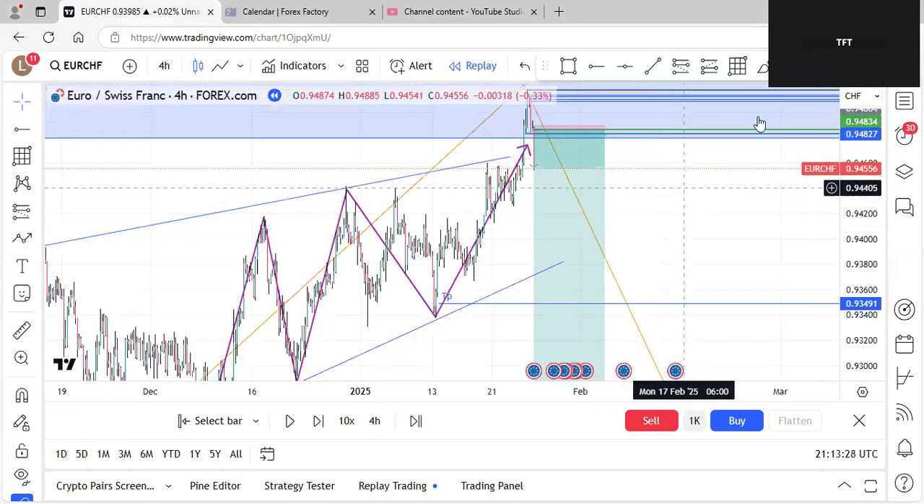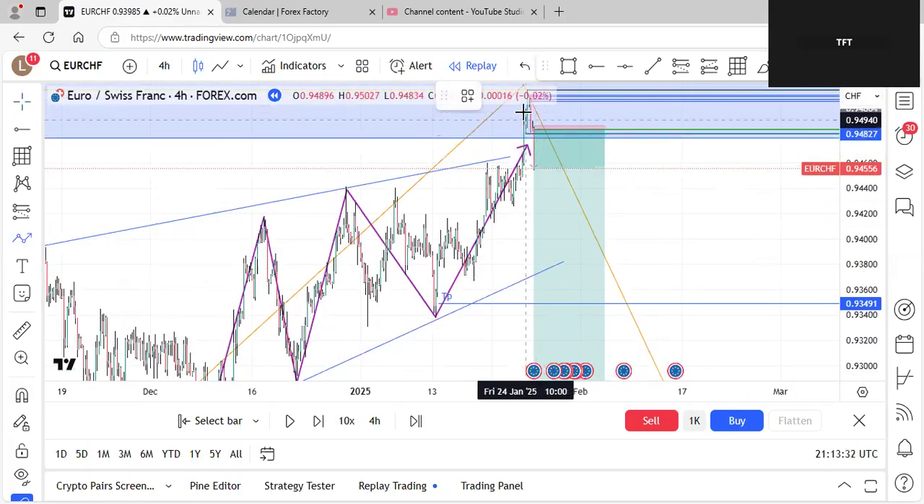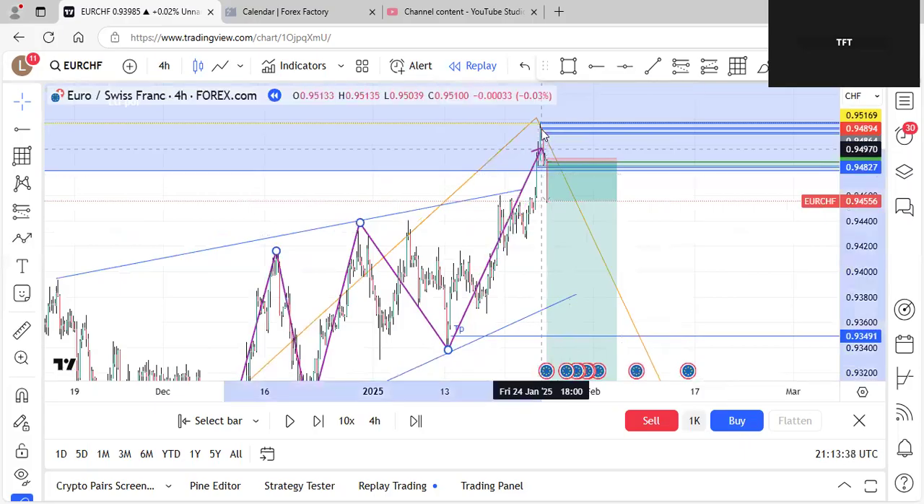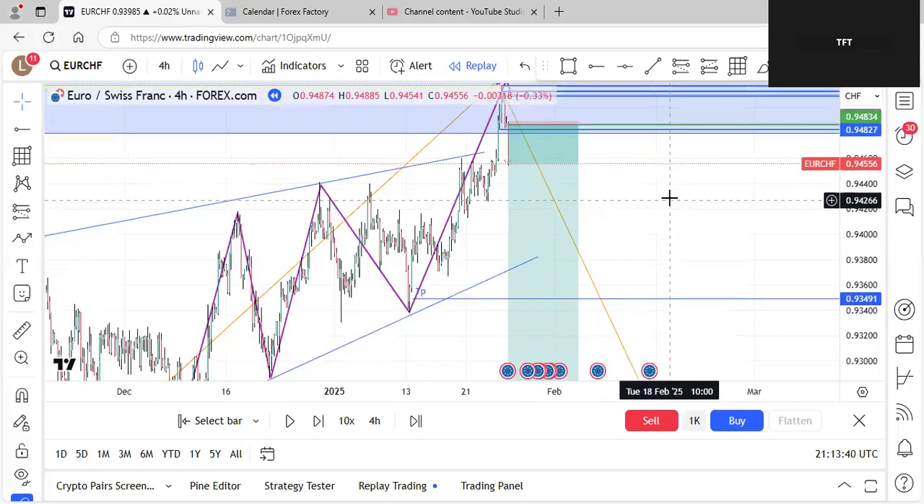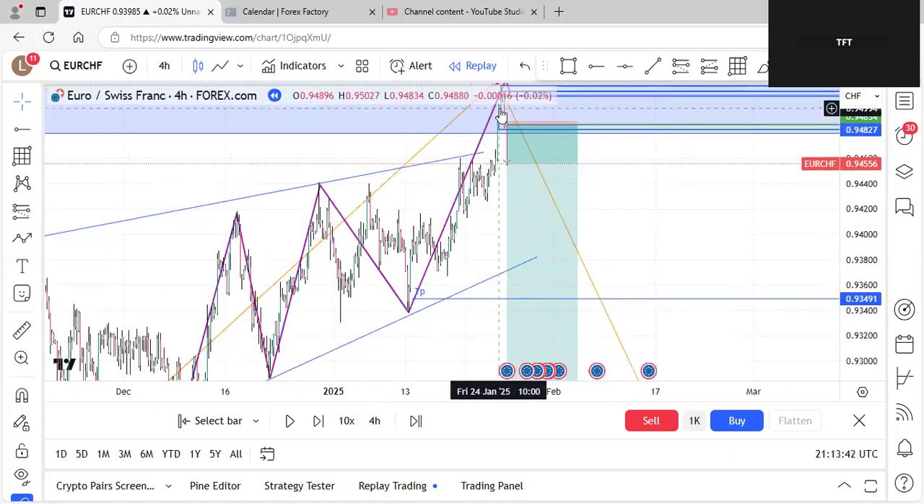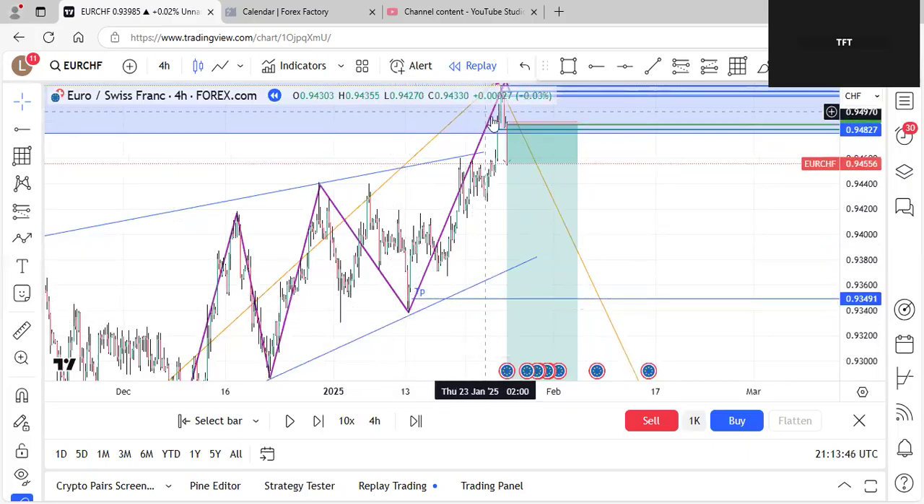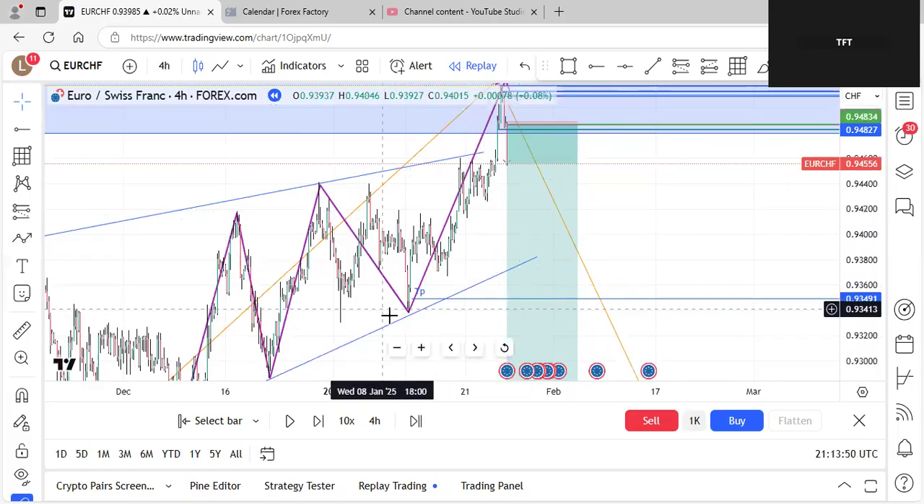So based on structure again, we've created a new high. New high. So we would then anticipate or hope for a break below this, because this is trending upwards, we would then want to see, first of all, a break of the 15.